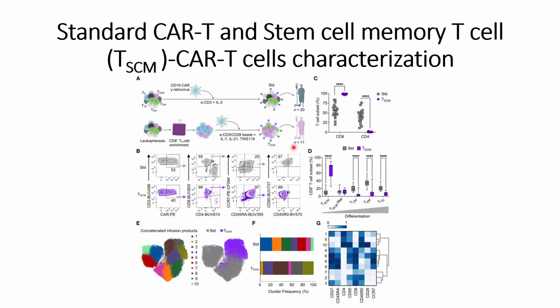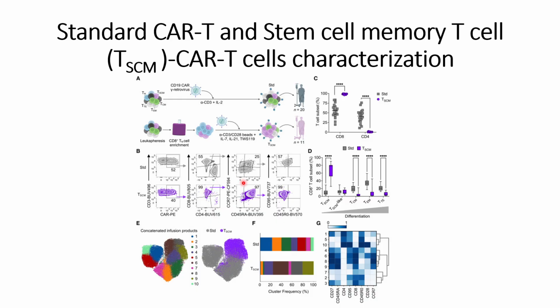Results for how they react in the patients are not shown in this figure. Here it shows the characterizations. After these two populations are formed, they first checked the CD8 plus and CD4 plus populations. As expected in the standard, they see both populations, with CD8 plus on the y-axis and CD4 plus on the x-axis. Whereas for the stem cell memory T cells, they only see CD8 plus T cells because the population for the transduction is CD8 plus.